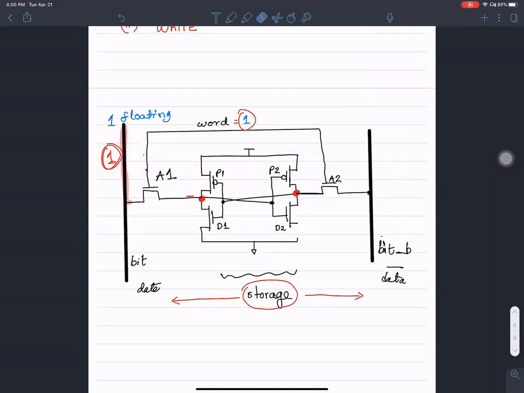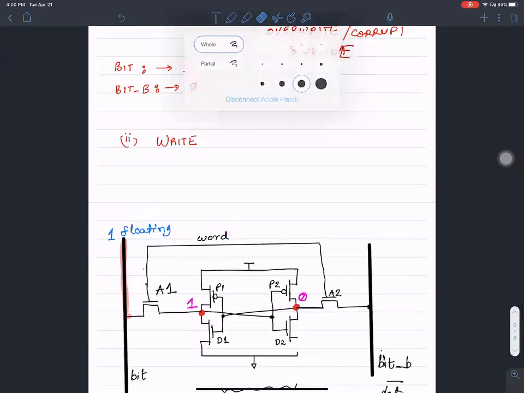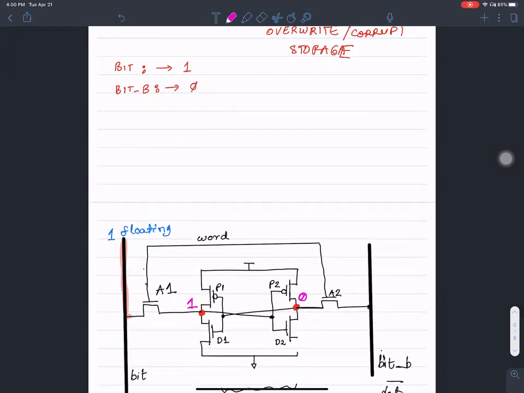Okay, let's say the initial contents are 1 and 0 inside the storage component, inside the memory part of it, and then the data are to the left and the right. Earlier, the condition was that during read operation, we want to make sure that the inverters are stronger during read operation.